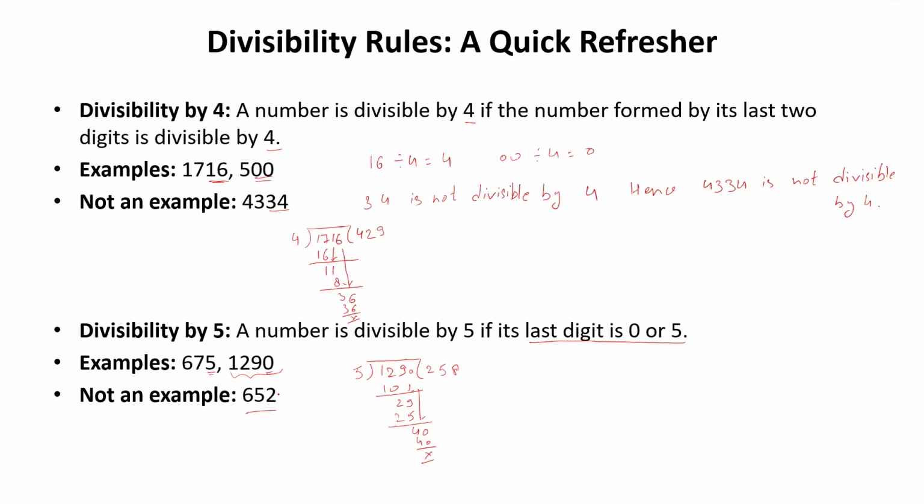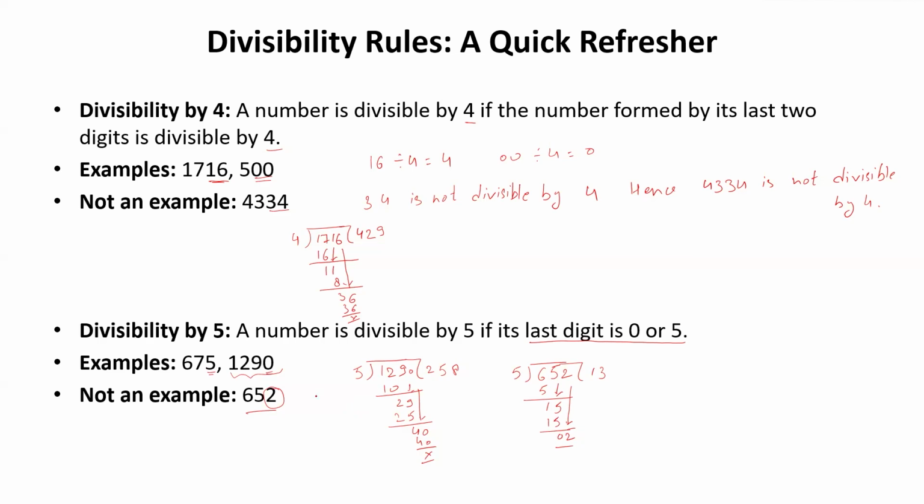Let's look at this. Last digit is 2. So, you know that it is divisible by 2. But whether it will be divisible by 5? Let's figure out. 652. Just try to divide it by 5. So 1, you will get 5, remainder is 1, take 5 down. In 3 times, you will have 15, remainder is 0, take 2 down and remainder is 2. It is not completely divisible by 5.